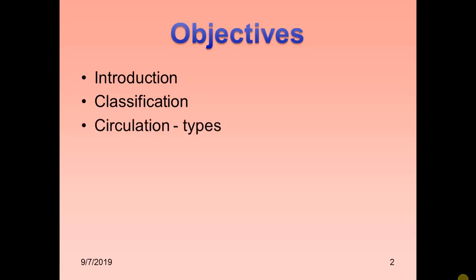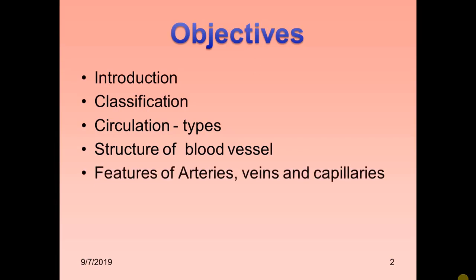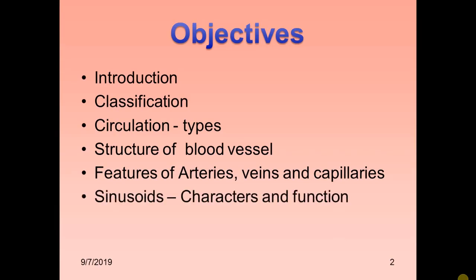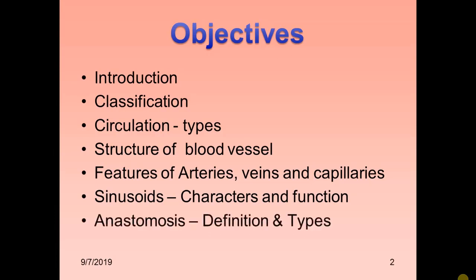Then we are going to discuss a few points regarding the various types of circulation, then the structure of blood vessels, the various types of blood vessels, and how they differ in their structure. Then the characteristic features of arteries, veins and capillaries, then sinusoids, what sinusoids are, what anastomosis is, and some applied aspects.